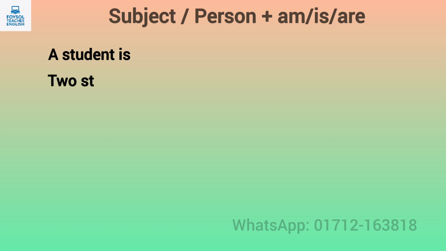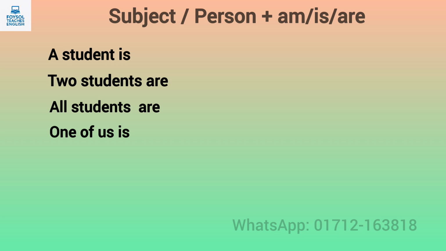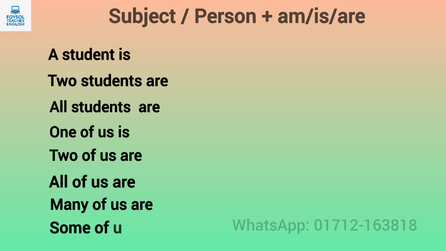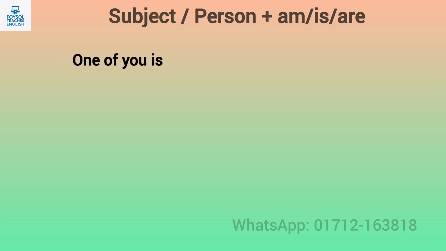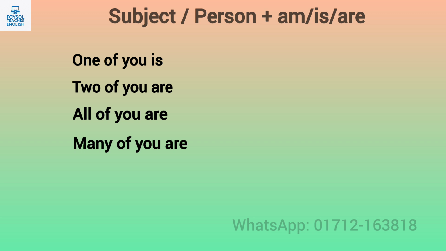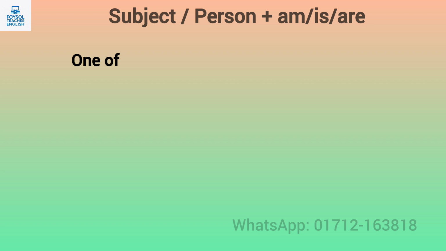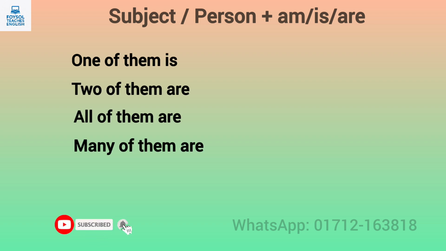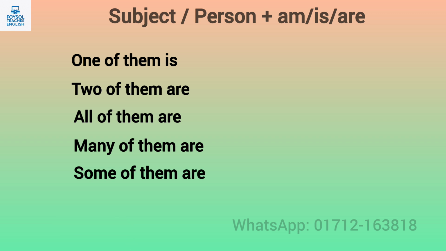A student is, two students are, all students are, one of us is, two of us are, all of us are, many of us are, some of us are. One of you is, two of you are, all of you are, many of you are, some of you are. One of them is, two of them are, all of them are, many of them are, some of them are.